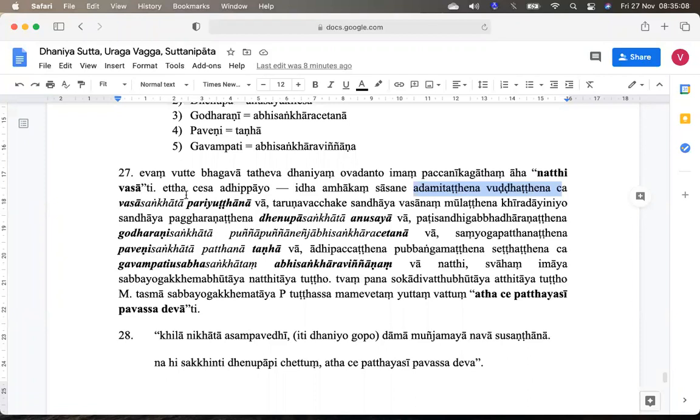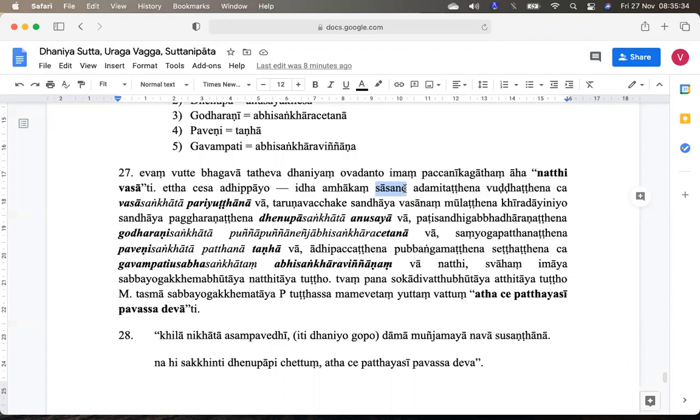So Sasana refers to the Sangha, the noble ones, Arahants also. In the Arahants, these five are not there. So Pariyutthana, Anusaya, and the puñña, apuñña, aneñja sankhara, cetana, and the tanha, and the abhisankhara.